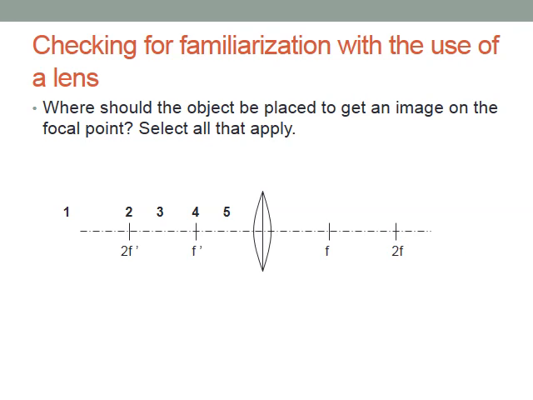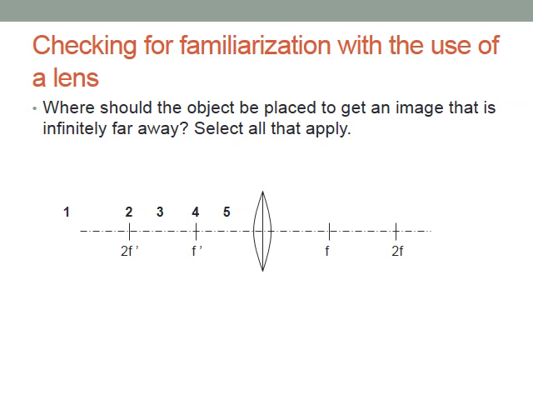So, let's check some familiarization. Remember, where should you really place the object in order to get an image to focus at the focal point itself? Do you remember this? The answer was objects that are really, really far away, right? Parallel light focuses at the focal point. So none of these work. Really, an object that's at infinity or really far away is the only kind of object that's going to make an image at the focal point.